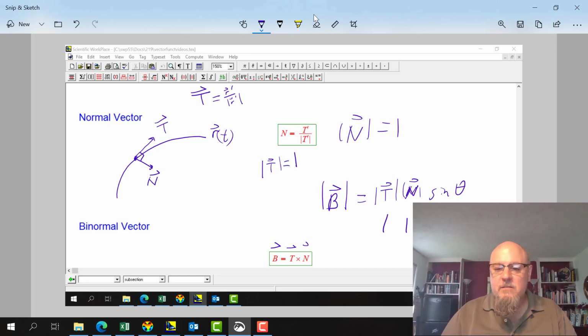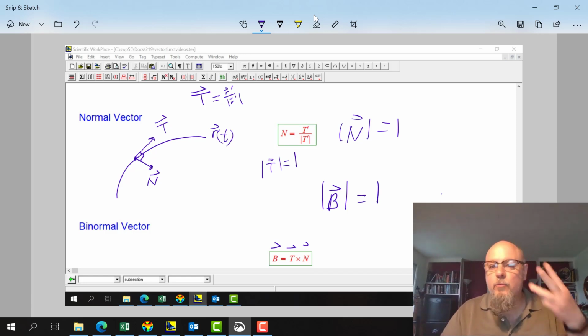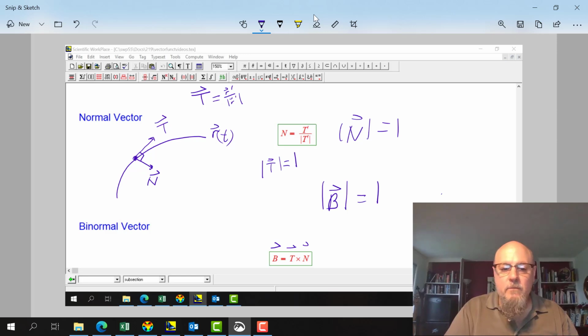The angle between T and N is 90 degrees. So that's 1 times 1 times 1, 1. I'm saying that B is a unit vector as well. The binormal vector just on its own has a magnitude of 1. So now I've got 3 vectors valued at that point: the tangent vector, the normal vector, and the binormal vector, which I can't draw because it comes out of the page. They're all unit vectors, and it forms a 3D coordinate system.